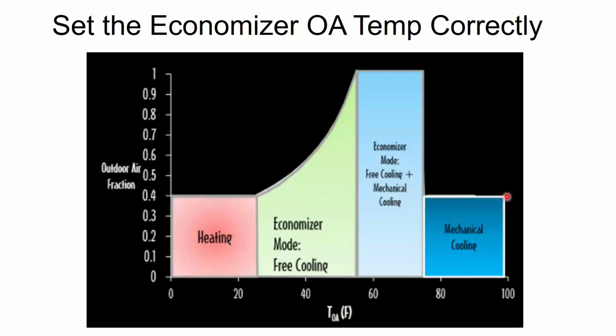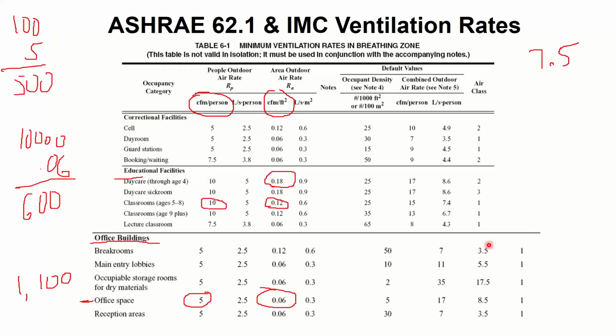By the way, I should also mention that these amounts in here are only when the building is occupied. If the building is unoccupied, you do not have to ventilate it. You are not required by anyone's code to ventilate an unoccupied building. And in fact, most energy codes require you to stop ventilating an unoccupied building, right?